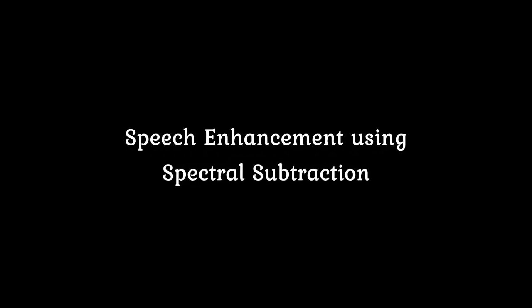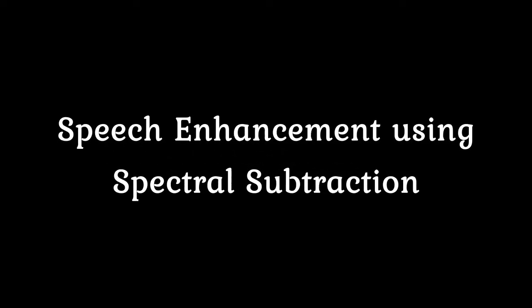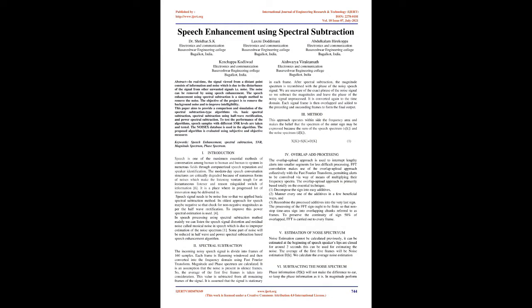Speech enhancement using spectral subtraction. Abstract: in real time, the signal viewed from a distant point consists of information and noise, which is due to the disturbance of the signal from other unwanted signals, i.e. noise. The noise can be removed by using speech enhancement. Speech enhancement using spectral subtraction is a simple method to remove the noise.